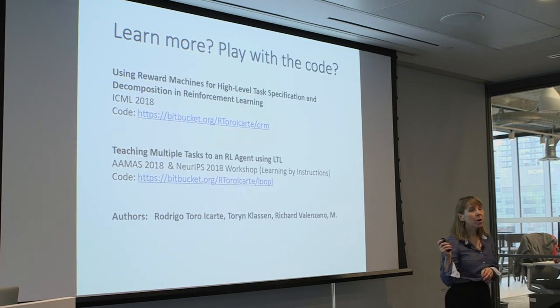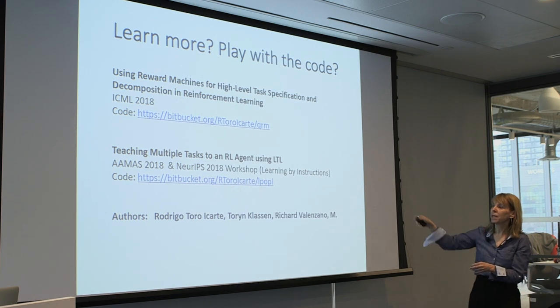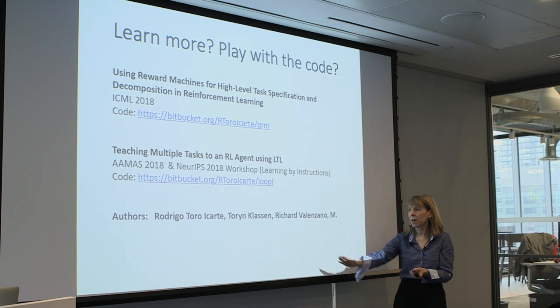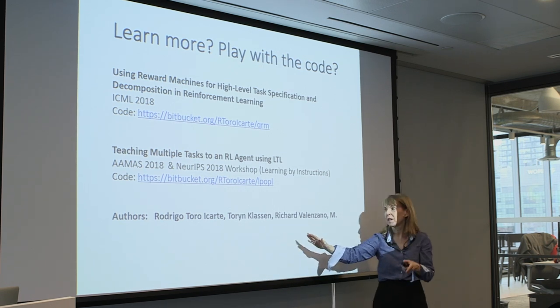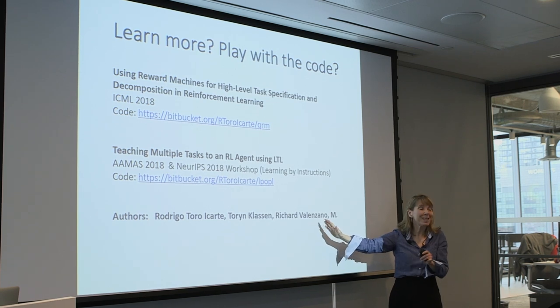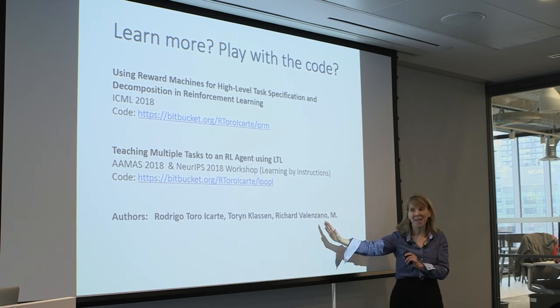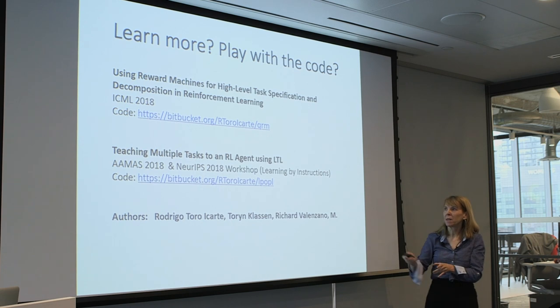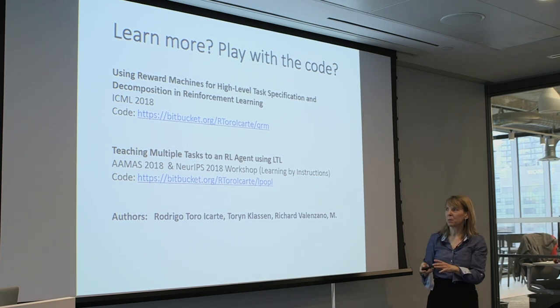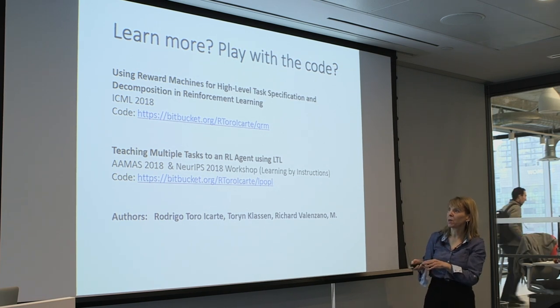If you want to learn more, these are the two citations. The authors are Rodrigo Toro Icarte, together with Toryn Klassen, who's also here, Rick Valenzano, who was in Toronto, and well, he's still in Toronto, but he's no longer at the university, he's now at Element AI, and also me. Rodrigo has all of his code available, and if you don't know where, well, I guess this is being recorded, so you can find out where the code is.